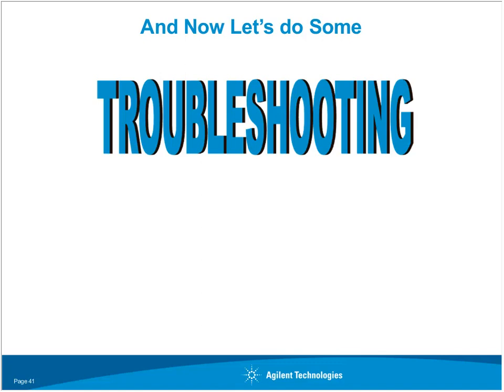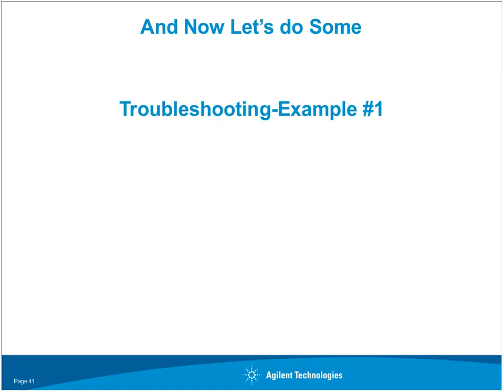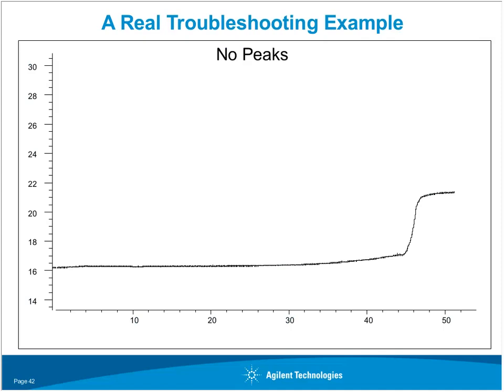Okay, so now let's do some troubleshooting. And again, please take the time, if you're going through this, to look at the chromatograms that I showed you before. The jumper tube test is very helpful for troubleshooting when you have a problem like this. So again, let's do some troubleshooting. Example one: a customer calls and says, I get no peaks.